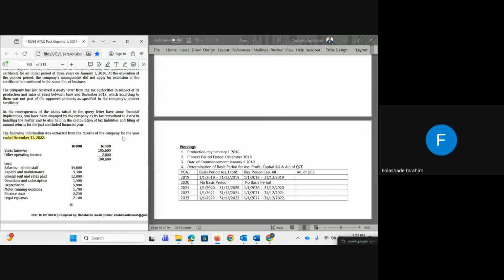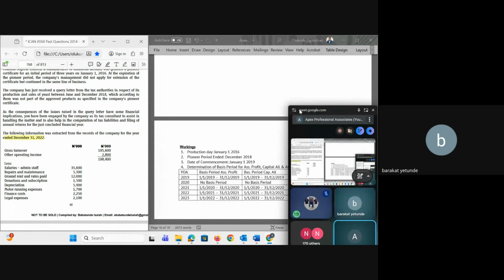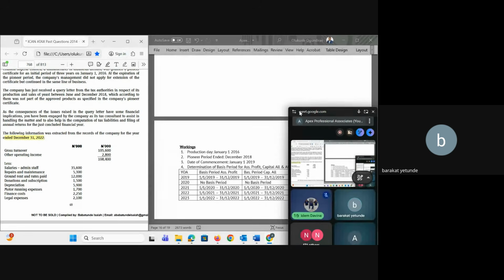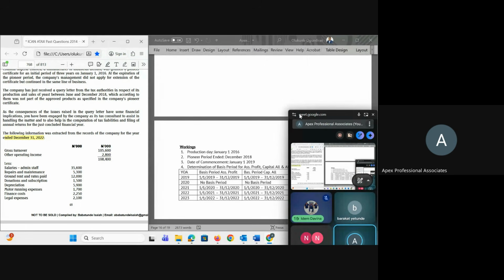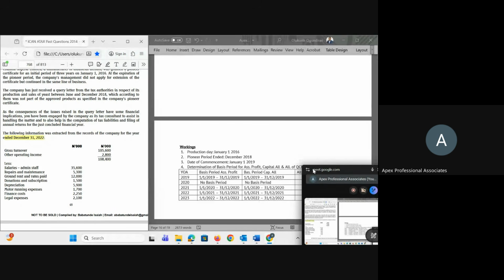If this first year falls in 2020, are we still going to have no basis period? If the first year falls in 2020, no, you don't have a no basis period at that point. So it will be from the day of commencement to the accounting year end.